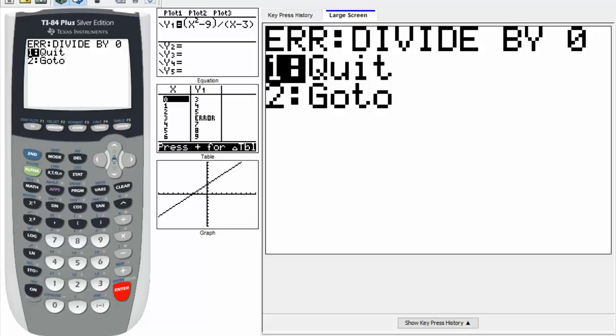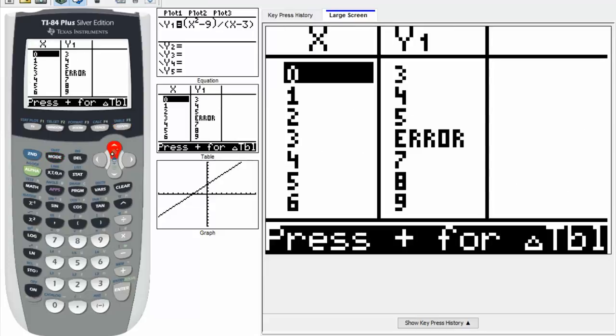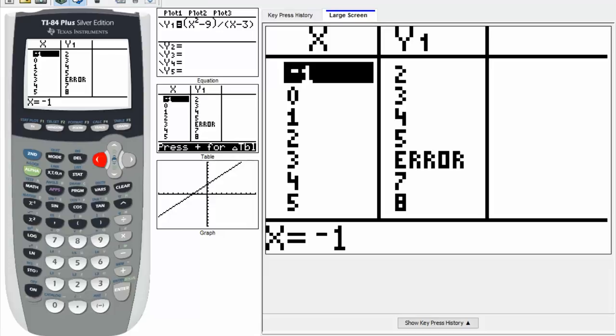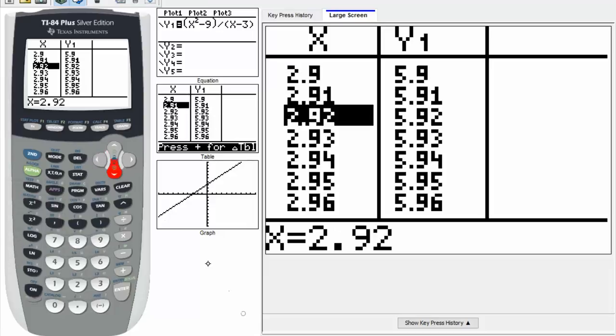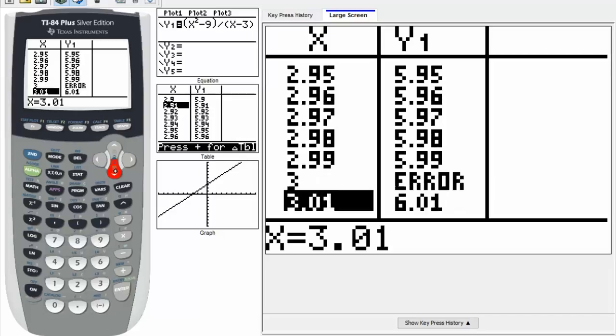No, it's going to divide by 0, right? Because can you plug 3 into the original equation? No, you can't. So I want to do second graph to get the table here. So how do I manipulate these, Natalie? Do you remember? Yeah, you have to delete. Everybody? What's it doing? It's going up by 0.01, and oh look, error.